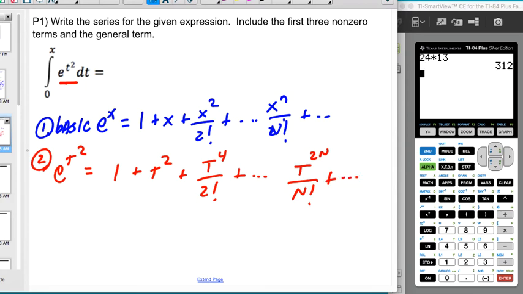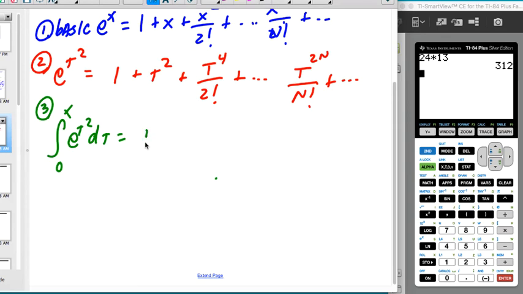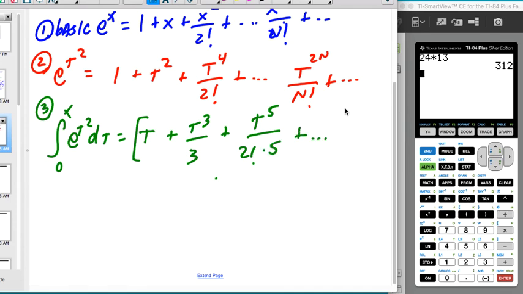Now I need to actually integrate that. So that's my third step: to integrate that thing. And when I do, I'm going to integrate term by term. When I integrate 1, I get t. When I integrate t squared, I get t cubed over 3. When I integrate t to the 4th, I get t to the 5th over 2 factorial times that 5, plus dot, dot, dot. When I up the power by 1, so this is t to the 2n plus 1, I'm going to divide by that new power. So I have an n factorial and a 2n plus 1, plus dot, dot, dot, and I'm evaluating from 0 to x.